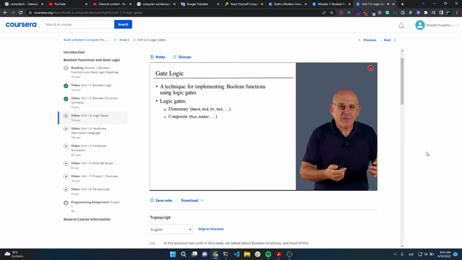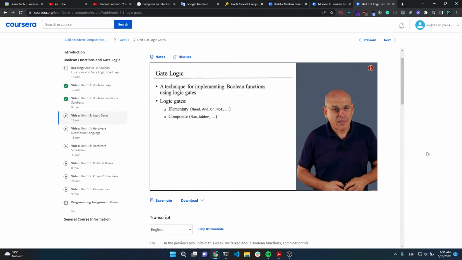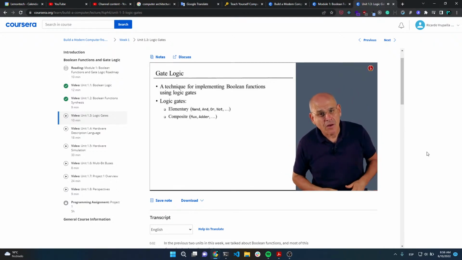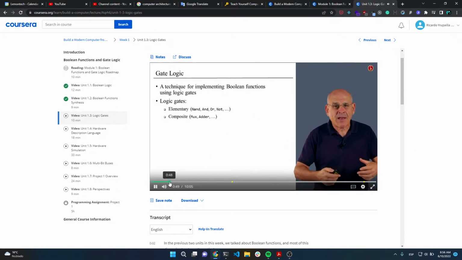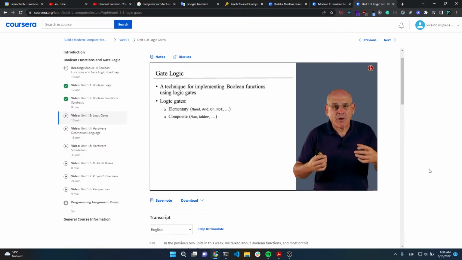Something like NAND functionality, AND functionality, OR, and so on. What is a composite logic gate? A composite logic gate is one which is made up from elementary logic gates and other composite logic gates. Or simply, it's a more complex gate than the elementary chip, which is designed to deliver a well-defined functionality.